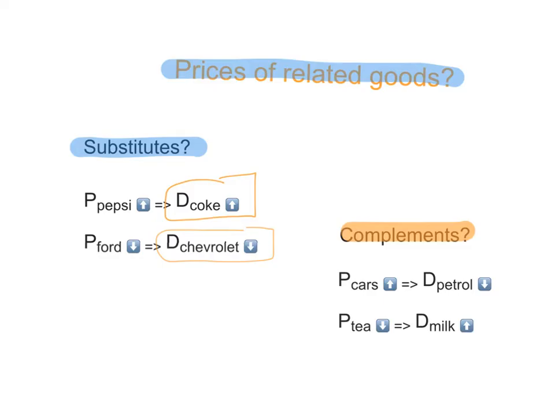For example, cars and petrol, goods that you often consume together. If cars are more expensive, so the price of cars rises, less people would buy cars, and therefore you would expect the demand for petrol to decrease. Similarly, tea and milk. If the price of tea falls, so tea is cheaper, people will drink more tea, and because they are complements, that can often lead to an increase in the demand for milk. So changes in the prices of related goods will also affect the demand of the product in question.